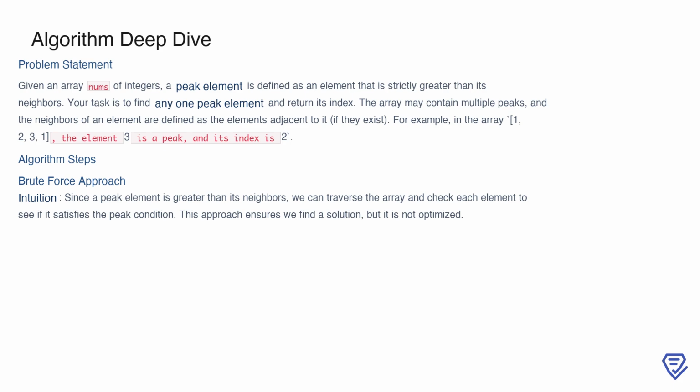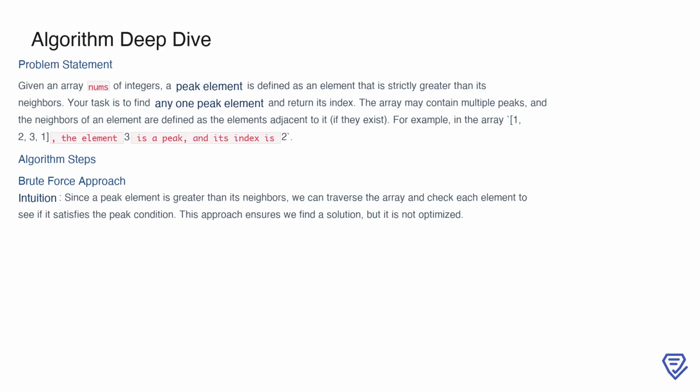For example, in the array 1, 2, 3, 1, the element 3 is a peak because it is greater than both of its neighbors, and its index is 2. One approach to solving this problem is the brute force method. The intuition here is straightforward. Since a peak element must be greater than its neighbors, we can simply traverse the array and check each element to see if it satisfies this peak condition.